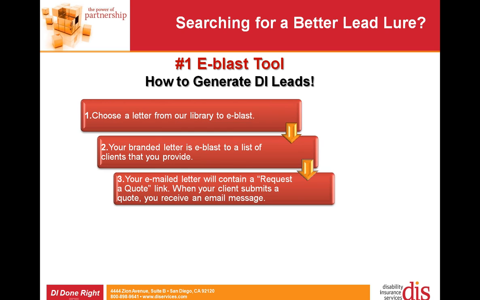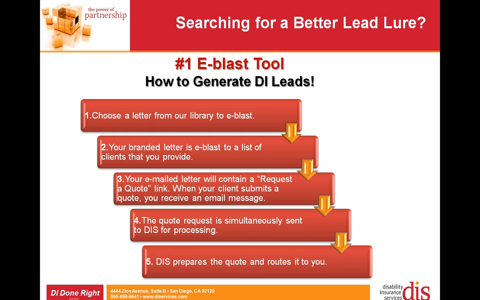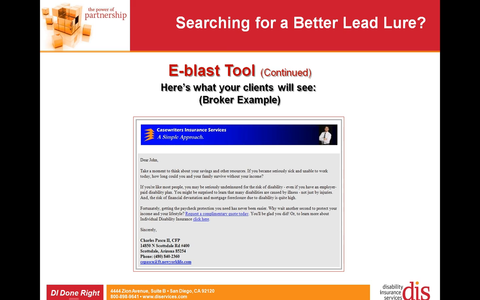Your emailed letter will contain a request a quote link, so when your prospects read this letter that's e-blasted out to them, they'll see that there's a link on there for them to get an additional quote, and they'll go ahead and submit that quote. The quote is simultaneously sent to DIS for processing. Now, bear in mind, they don't see anything on this e-blast that says anything about DIS. We prepare the quote, and then we send it out to you.